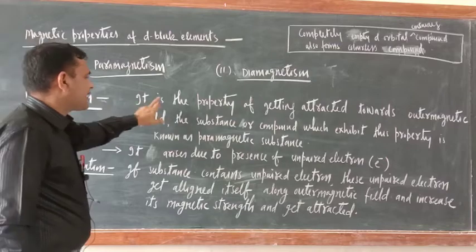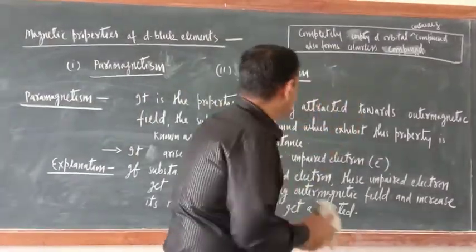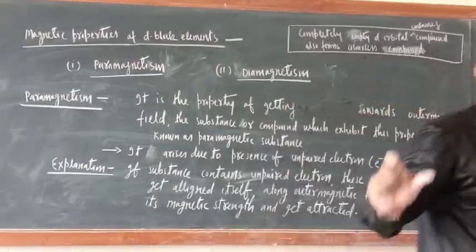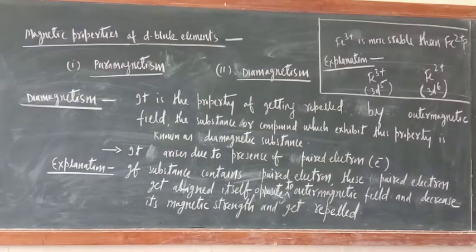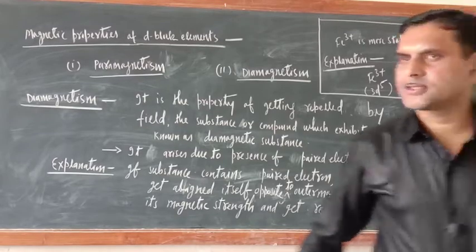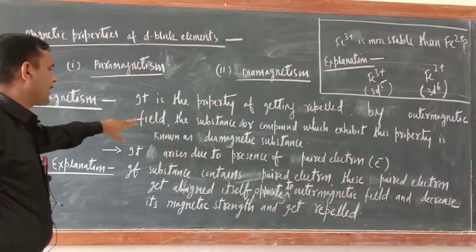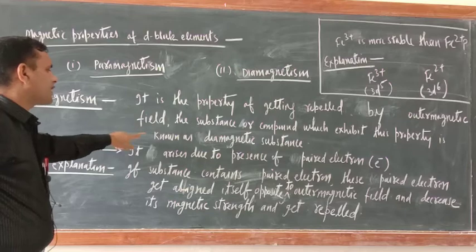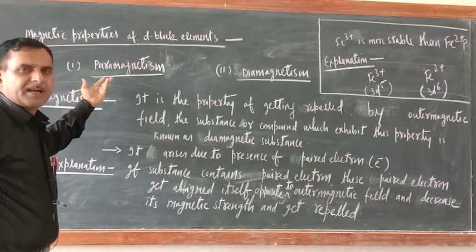Just see, it is the property of getting repelled. Where you have written attracted, just write getting repelled. Just a minute, I will edit this same sentence and tell you. Diamagnetism. So what is diamagnetism? It is the property of getting repelled by an outer magnetic field. The substance or compound which exhibits this property is known as a diamagnetic substance. So it is the opposite of paramagnetism.